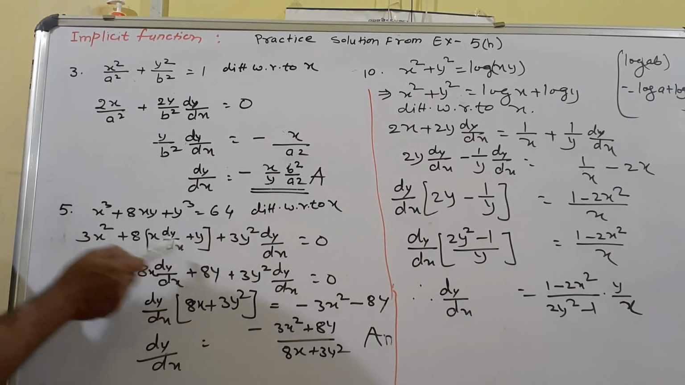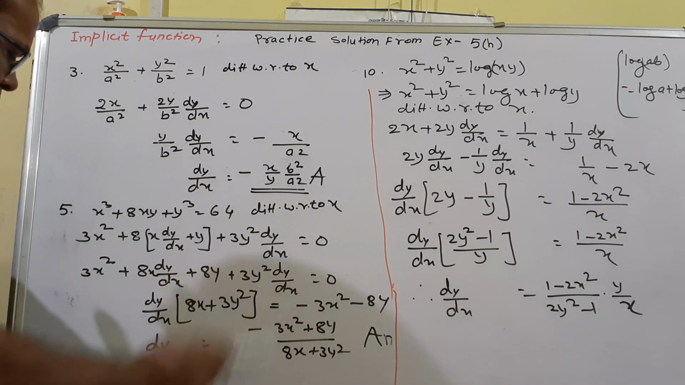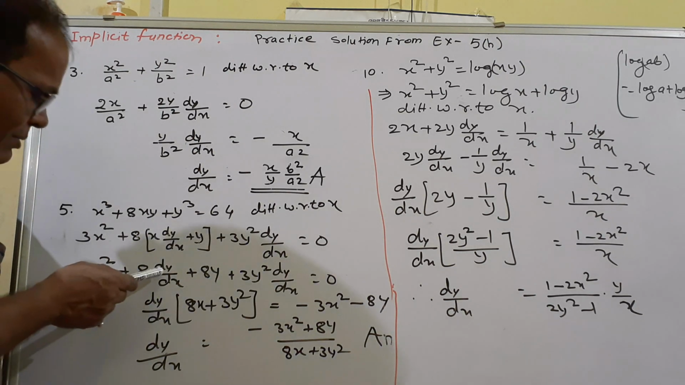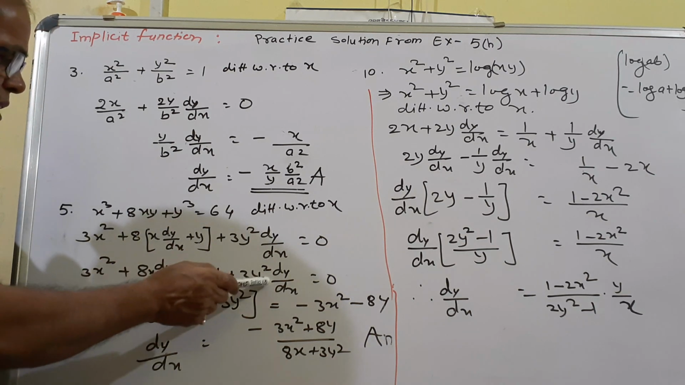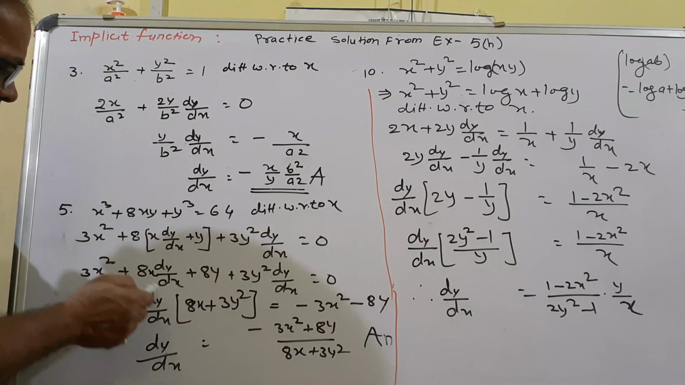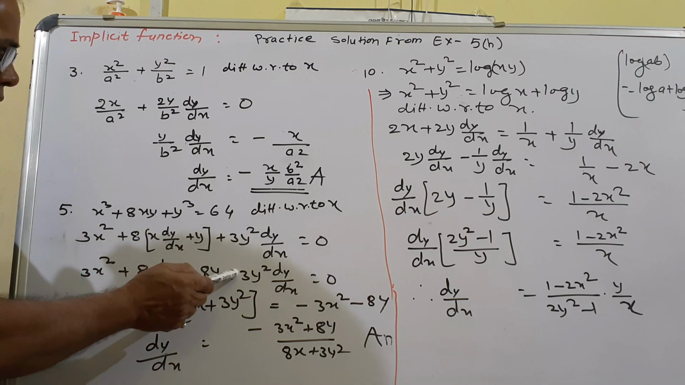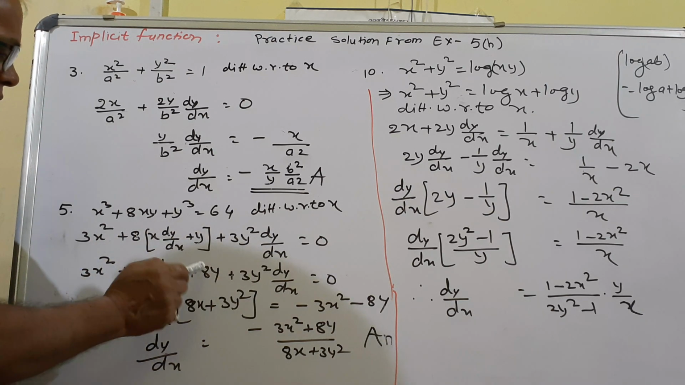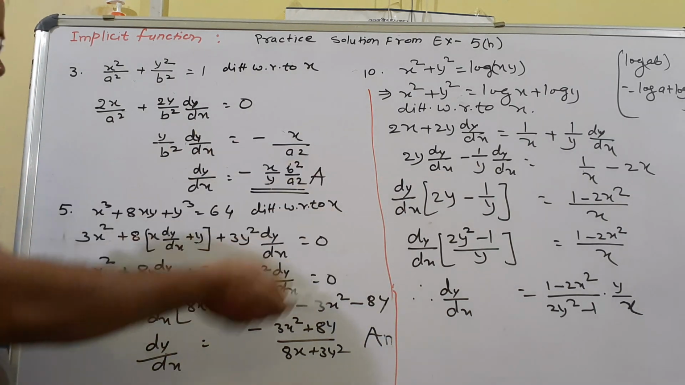Now 3x squared plus 8xy. Here we can break the bracket: 8x dy by dx plus 8y plus 3y squared dy by dx is equal to 0. dy by dx is in two places, here and here. We can take dy by dx common. What will remain here? 8x plus 3y squared. The rest you can send to the other side, so 8y and 3x squared we can send to the other side.